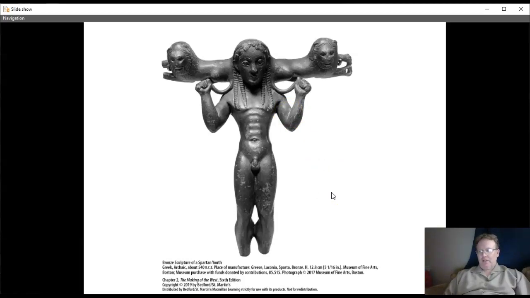He has lions, saying he's powerful. His hair is also a status symbol. Long hair was a status of upper class people, while slaves always had short hair. So his hair also shows he's high status, a warrior. Yeah. Very interesting.